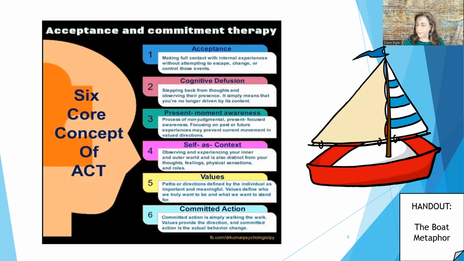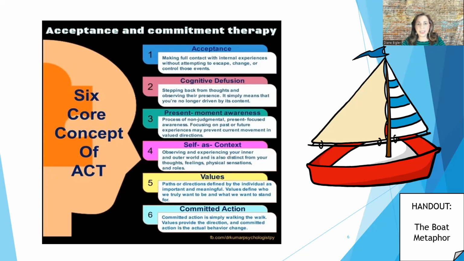Okay, so let's continue now to talk about the 6 core concepts of ACT. These are the 6 core concepts that you're going to see represented. You're going to see them in a hexagon. It's called the hexagon in ACT, and these are the ways in which we find direction in what ACT is and how to help clients. So I'm just briefly going to talk about each of these.